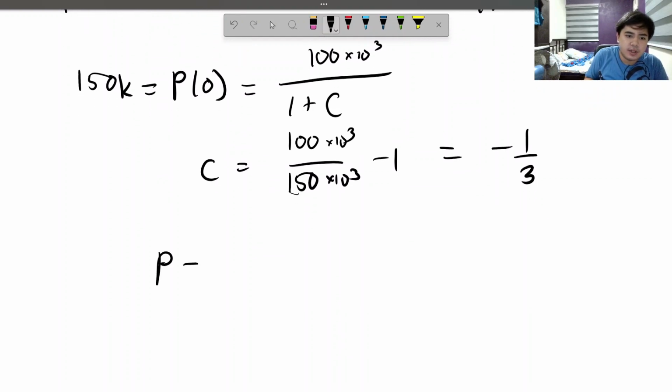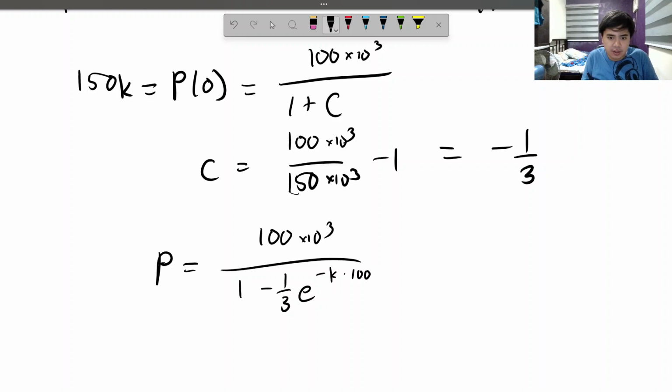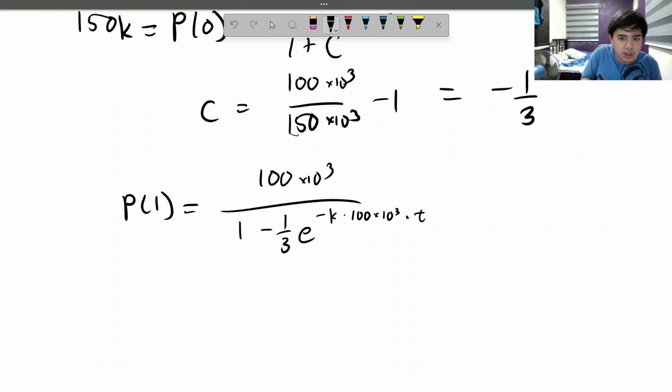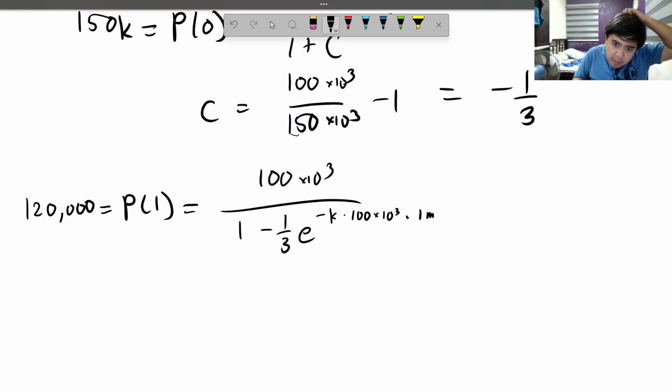So again, P equals M over 1 plus, I should say minus, 1/3 e to the negative k times M times t, where M is 100,000, which is 100 times 10 to the 3. What we're trying to find is P of 1. We know on one hand this is 120,000, and on the other hand we can replace t with 1 month. Important that we write the unit here, so 1 month.